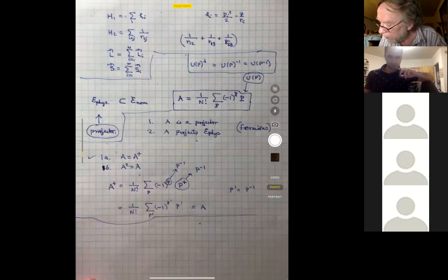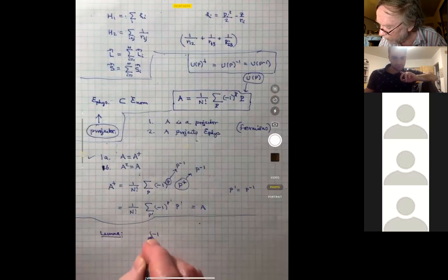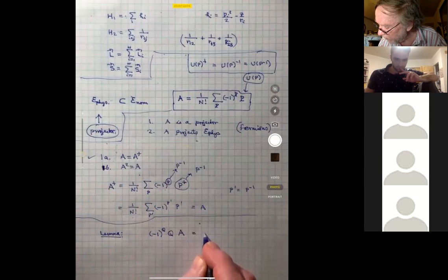All right. Now, the next thing I want to show is a little lemma, if you want to call it that. It says the following: if Q is a permutation, let's take minus 1 to the Q times Q, that is to say, the sign of Q times Q, and let's multiply it times A. And the claim is that's equal to A itself, A all over again.